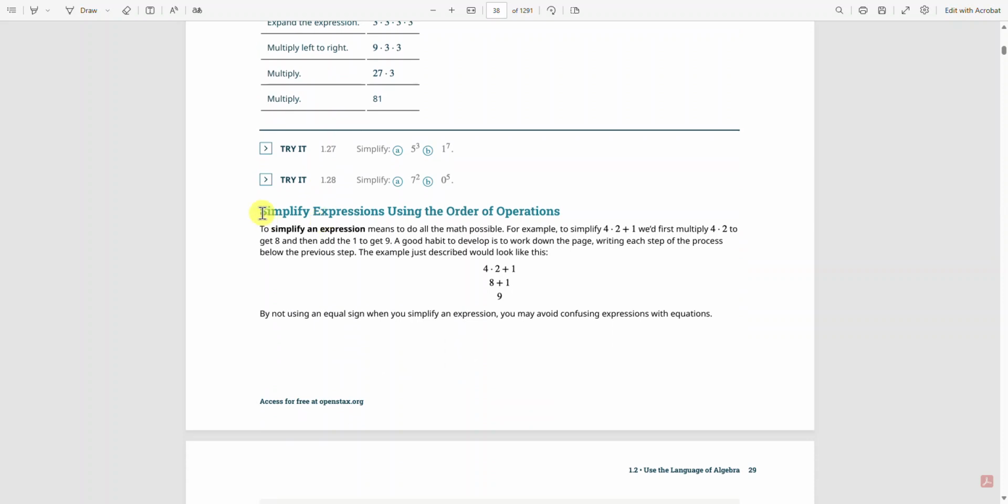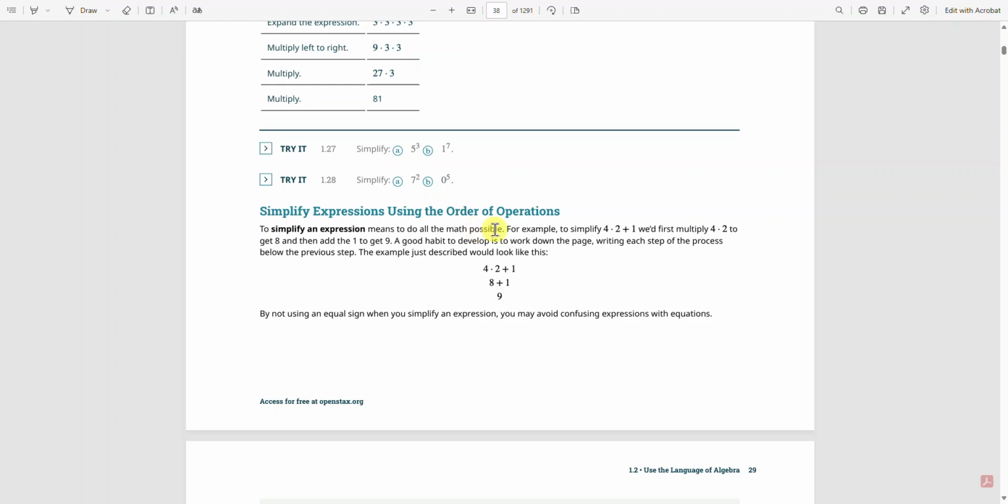So we see our goal here is to simplify expressions in algebra using the order of operations. And we have here in bold what it means to simplify an expression, which is important. This is a very important concept in algebra, so if you're taking notes, I recommend you jot this down and make sure that you understand what it means to simplify an expression in algebra. To simplify an expression means to do all the math that is possible.